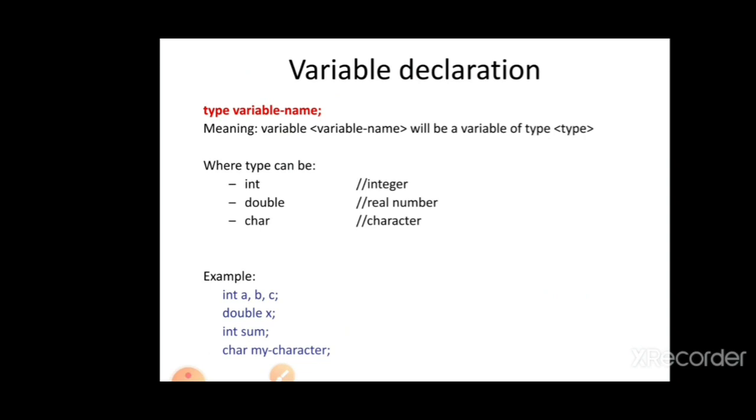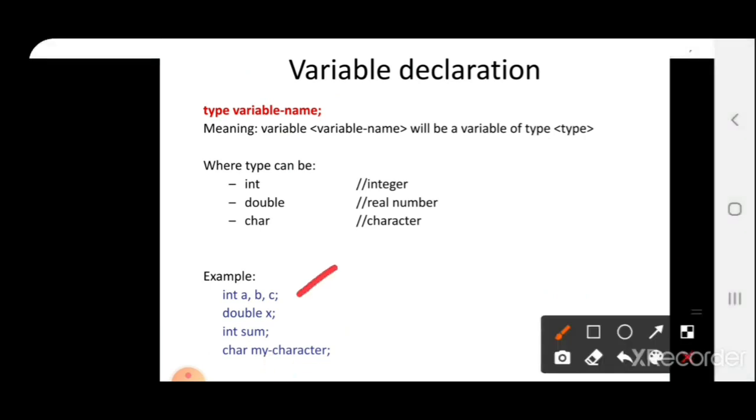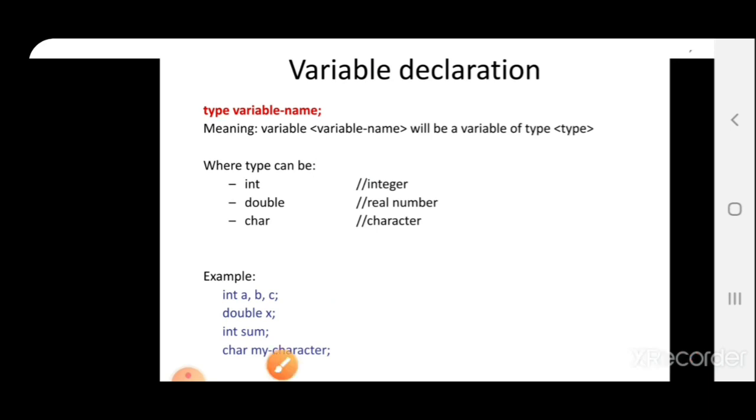I have declared here three variables, a, b, c, and double x. The type of data for a, b, c is that it will hold only integer type. Integer means whole number. Double means double digit number. Integer sum, character, char my character. My character is the variable name. It will hold only character type. As per your requirement, when you're writing a C++ program, you can declare a variable.